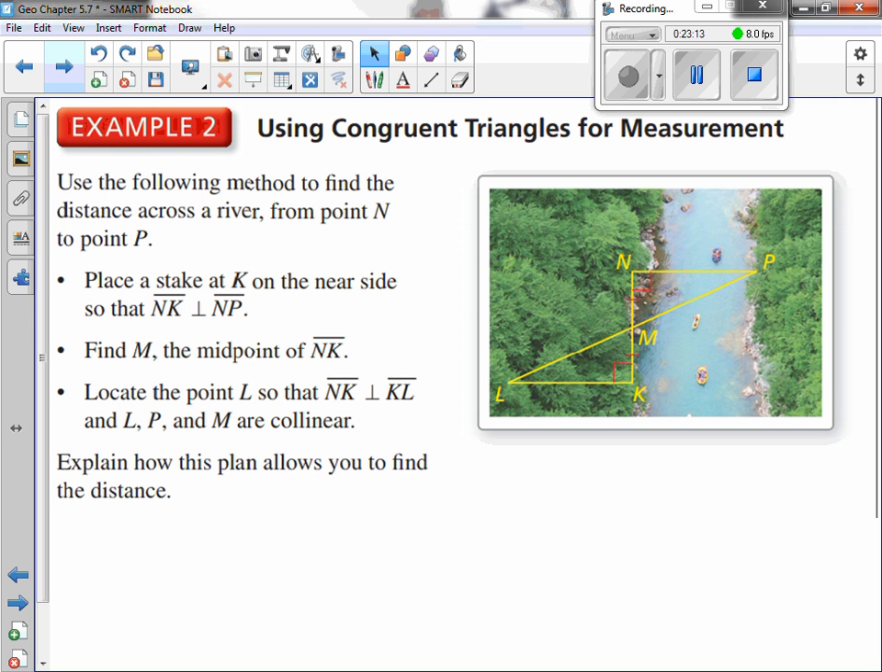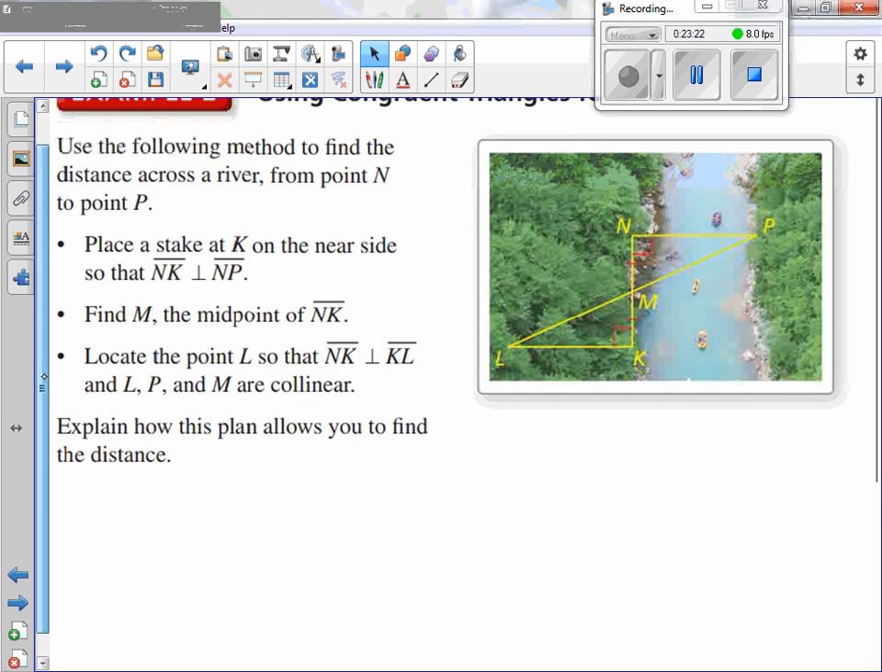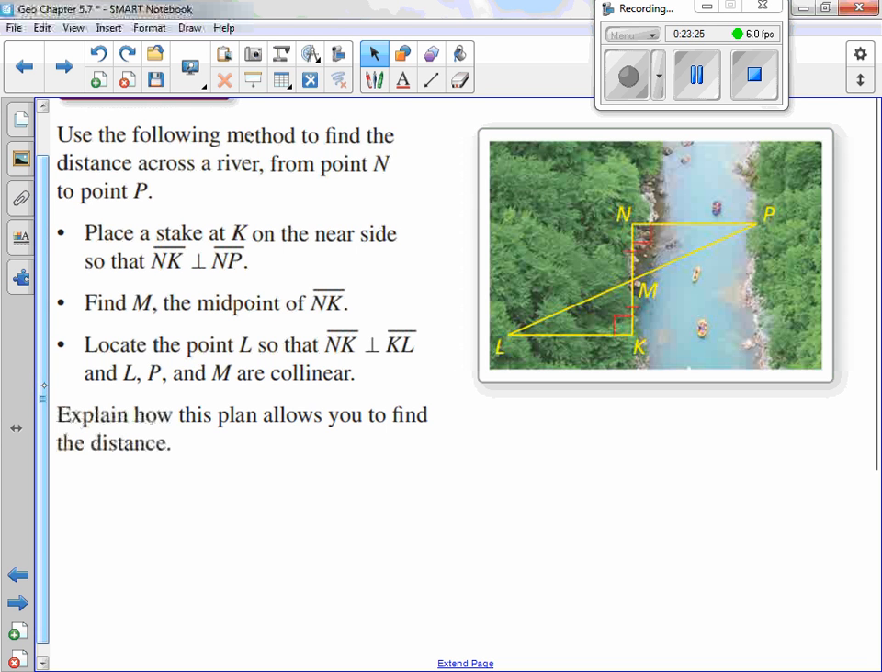It's just really relating the same thing. But it's looking at a real-world application. Using the following method to find the distance across the river from point N to point P. So we place the stake at K on the near side, so that NK is perpendicular to NP. Find M, the midpoint of NK. Locate the point L so that NK and LK. Explain how this plan allows you to find the distance.